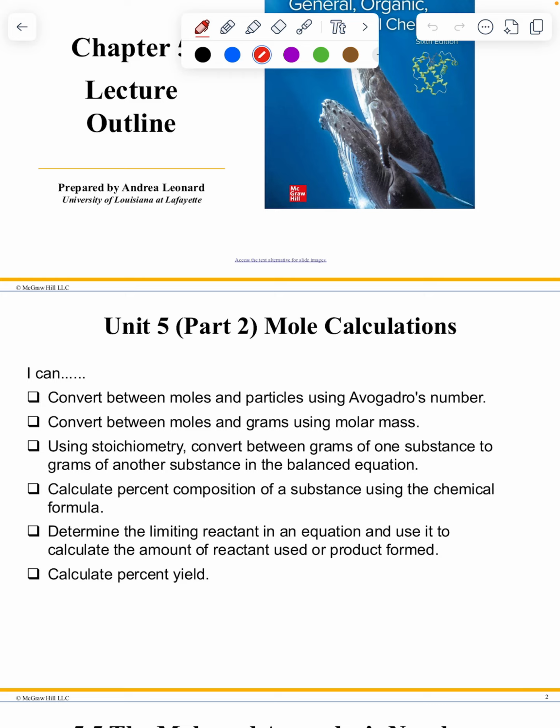Alright, this is part 2 of Unit 5, and we are going to start with mole calculations. So this is a really big part of chemistry. It involves quite a bit of math, and so hopefully we can walk through these notes together, and then you'll have time to practice on Alex.